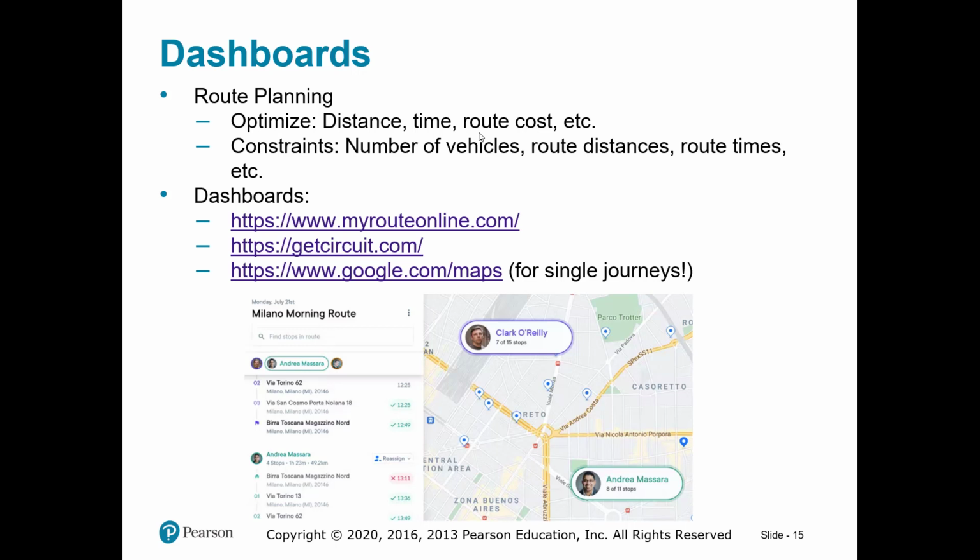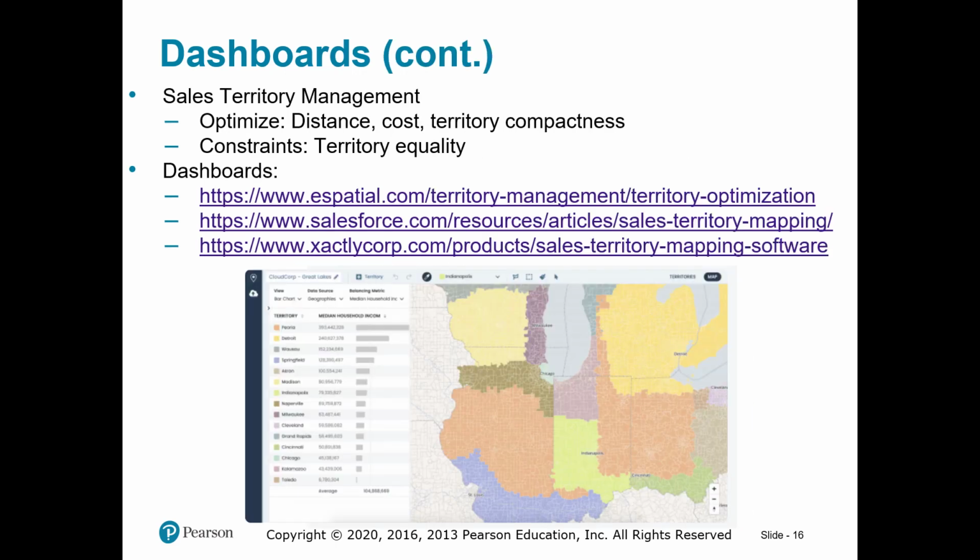But imagine that you were not just somebody traveling from A to B, you were actually a delivery company and you had certain deliveries that you had to do throughout the day. So you would have a problem where you'd want to optimize. Maybe you'd want to minimize the distance, minimize the time, minimize the route cost, but you have constraints on the number of vehicles, your availability of employees, the route times, route distances, etc. So here we have a few dashboards. This is an example from one of the dashboards of an optimization system for route planning. But again, you're not doing the math, you just see the dashboard.